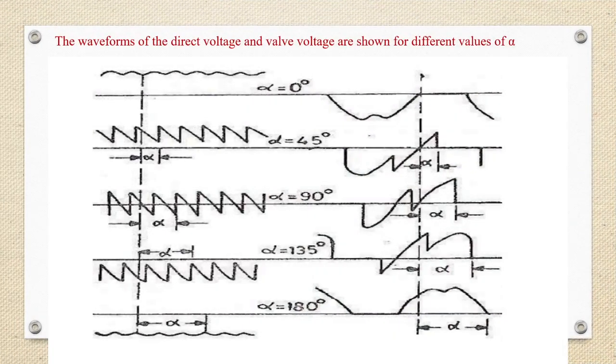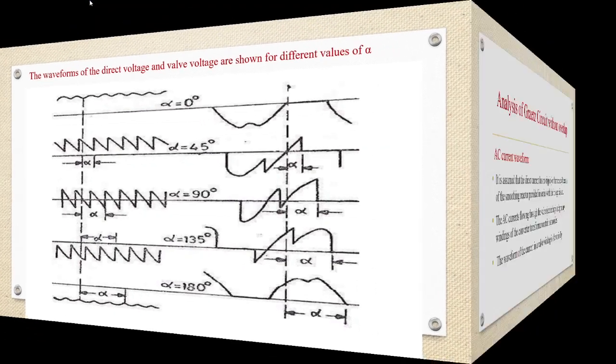So these are the waveforms of the direct voltage and VAB voltage for different values of alpha, students. Already we have seen this in the previous classes. Here for alpha equal to 0, 45, 90, 135 and 180. We are showing the diagram here. So these are the DC and valve voltage waveforms. On the left hand side are all the DC waveforms, on the right hand side all the valve voltage waveforms. The X-axis omega t is in degrees. So alpha equal to 0, 45, 90, 135 and 180 degrees, we are seeing the DC voltage and valve voltage waveforms.